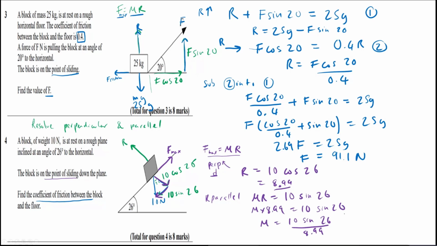And just type that into your calculator. And that makes 0.49 to two significant figures, or if you want to do three significant figures, you can. Let's just do 3. 0.488 to 3 SF.